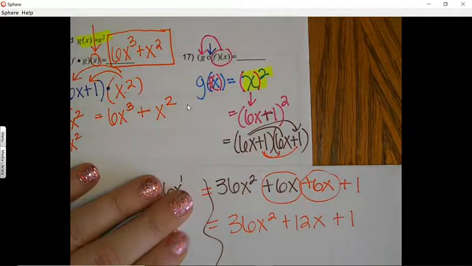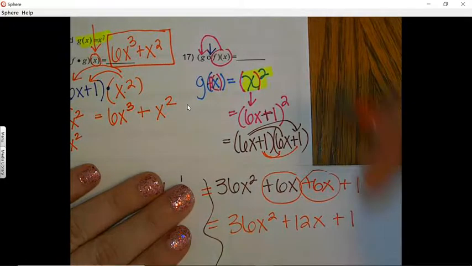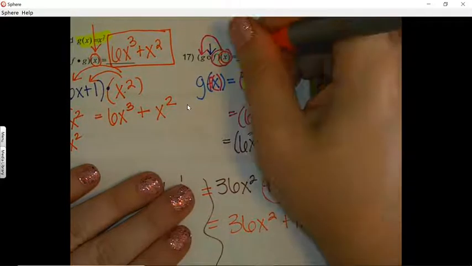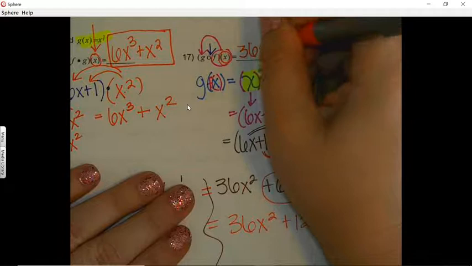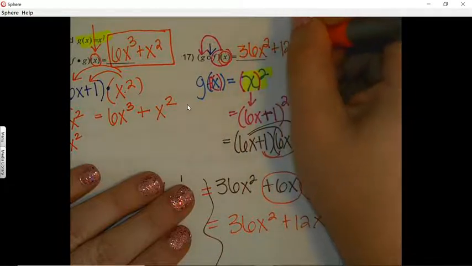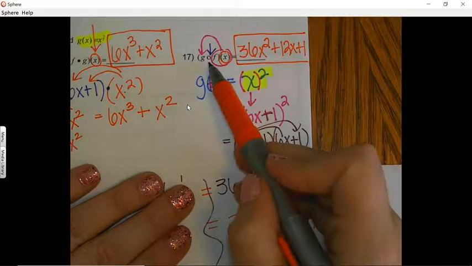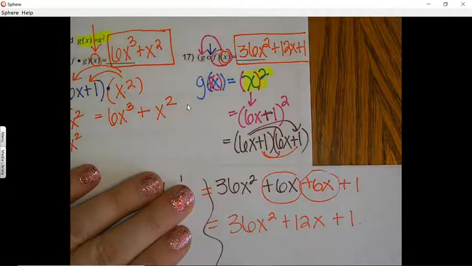And then that would be our answer. There is no number in here, so that's why we didn't do anything with that. So we just get 36x squared plus 12x plus 1. So again, when we see that symbol, we're taking function f's output and plugging it in for function g's input for the x spot.